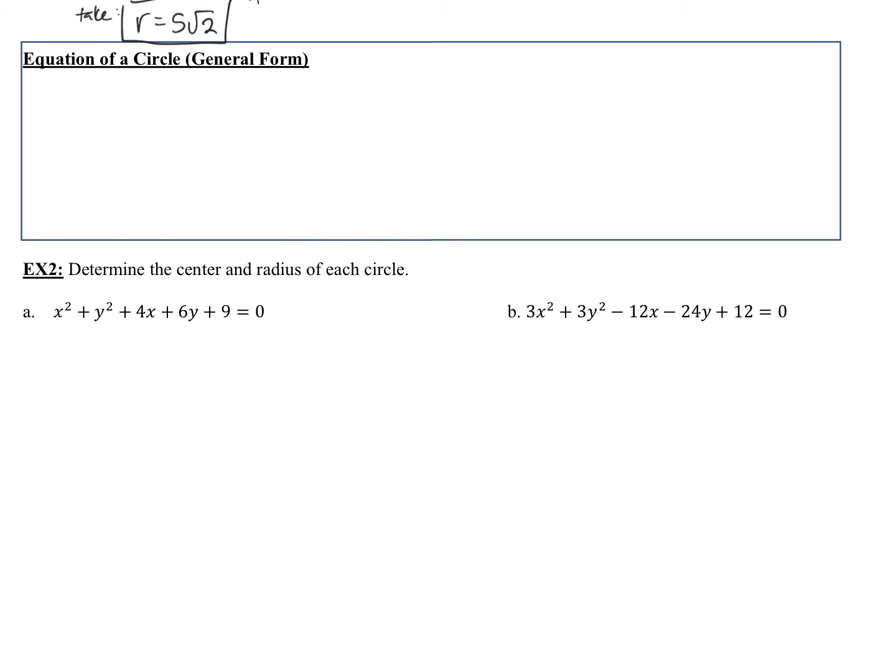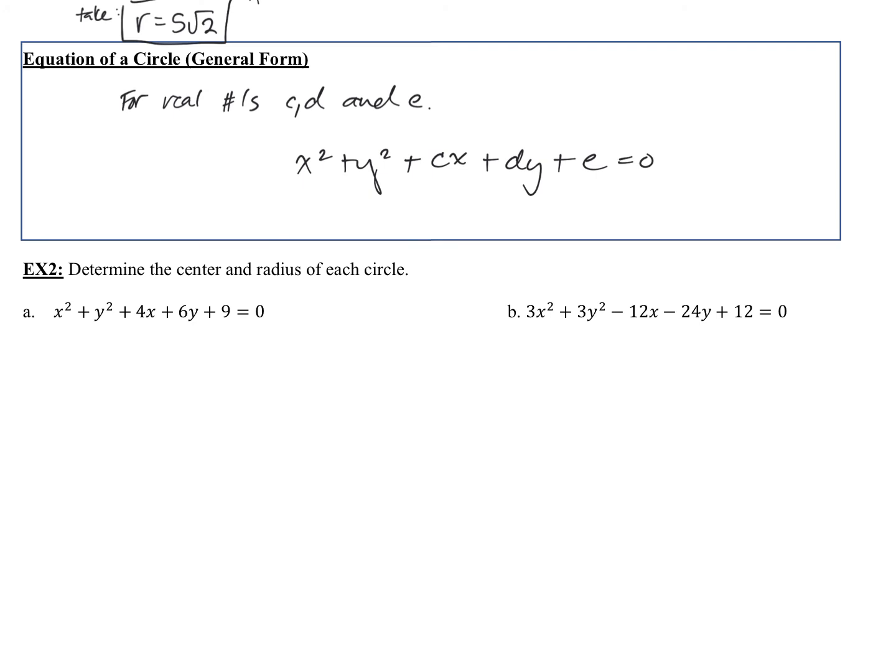So we have real numbers. So for real numbers C, D, and E, we have x squared plus y squared plus cx plus dy plus e equals 0. Now, this form is usually not considered that useful.